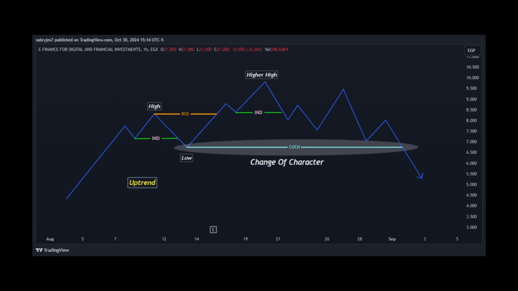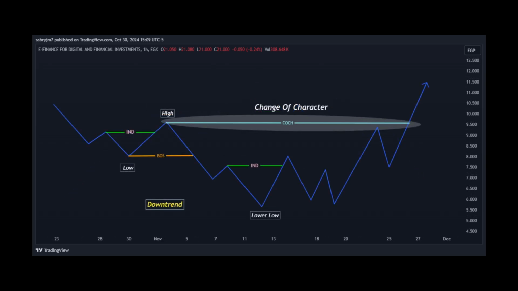Second, change of character. In an uptrend, when we have a high higher than the previous high, the condition for trend continuation is to break the newly formed high. But if the low formed between the two highs is broken, this means the crucial condition for the continuation of the uptrend has ended, and this is called change of character, and it reverses the trend direction.